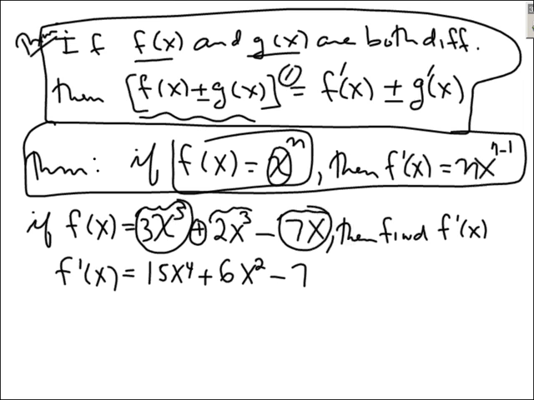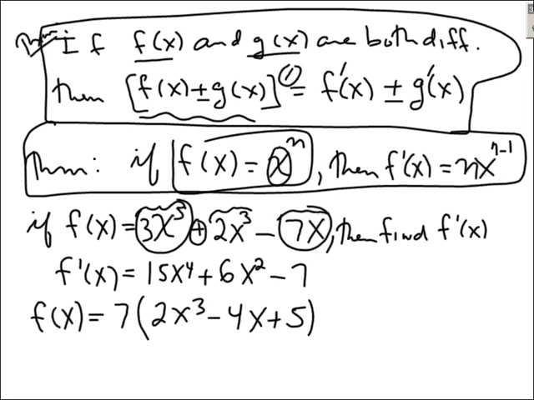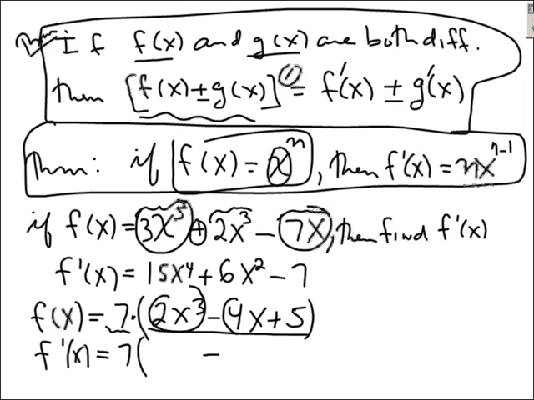Compare the derivative. I'll give you now the f of x. F of x is 7 times 2x cubed minus 4x plus 5. The derivative. Think of this as a constant times our function. That is, the constant stays and it gets multiplied by the derivative of the function. The derivative of this minus the derivative of that plus the derivative of 5.